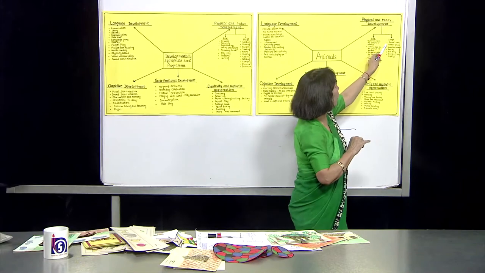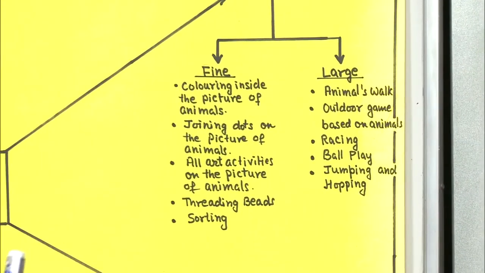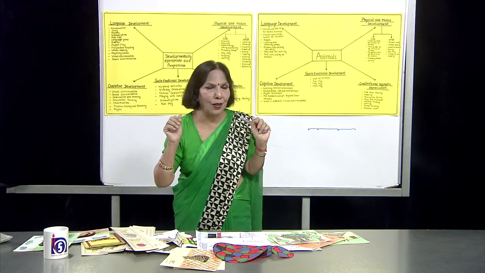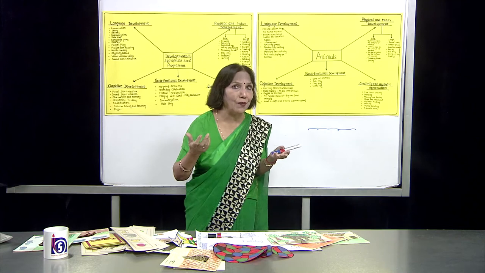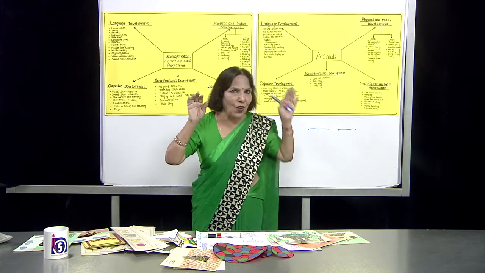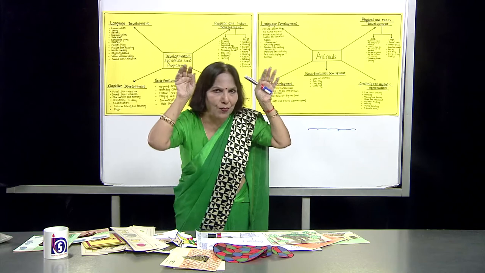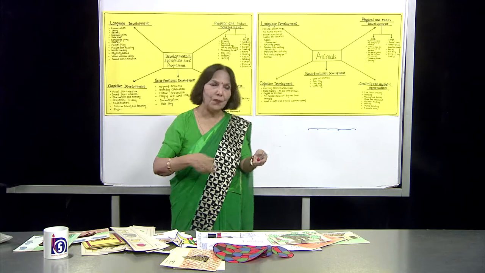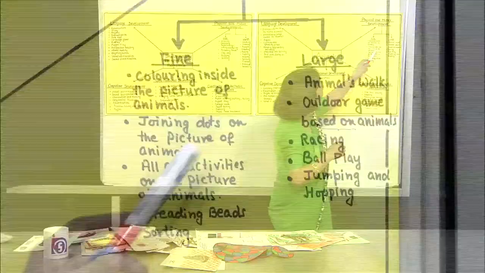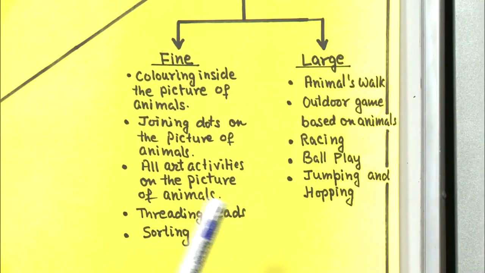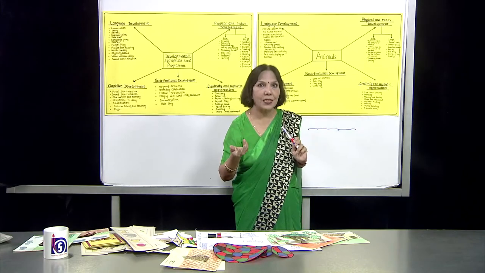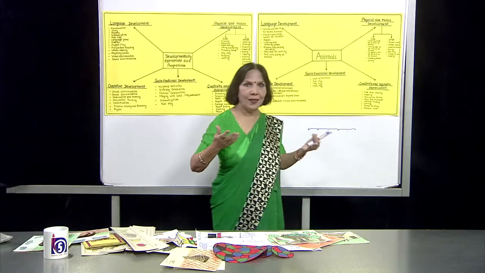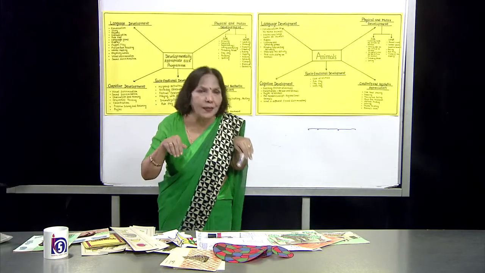Then large motor activities, animals walk. Ask them to come, little children, come, come, come. How should we come? Come like a cat. So all the children will walk like a cat, meow, meow. And all children will come like a dog, bow, bow, bow. So this is animals walk, outdoor game based on animals. Maybe you can do animals racing, ball play, jumping and hopping. Jump like a monkey, hop like a rabbit.